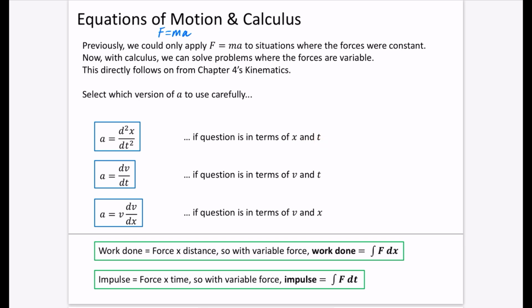If the question is wanting stuff to do with v and t, we would probably say that acceleration is dv/dt. And if the question is in terms of the speed and displacement, we would use that a is v dv/dx, which sometimes we used as d/dx of a half v squared. To be honest, these are just the 2 that I remember, and I think about which of these I'm going to use.